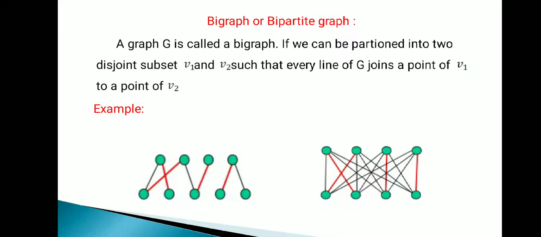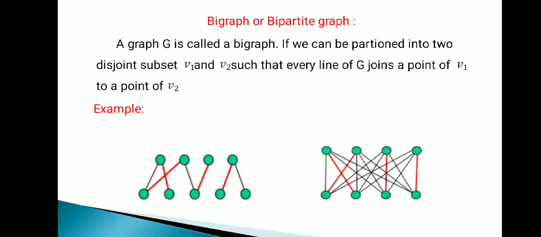The first figure shows that there are 4 points containing the set V1 and there are 5 points containing the set V2, and each point is connected with at least one point from the set V1 to the set V2. And the next figure shows that there are 4 points containing both sets V1 and V2. Now each point is connected with all other points from the set V1 to the set V2. These two figures show the bipartite graph.